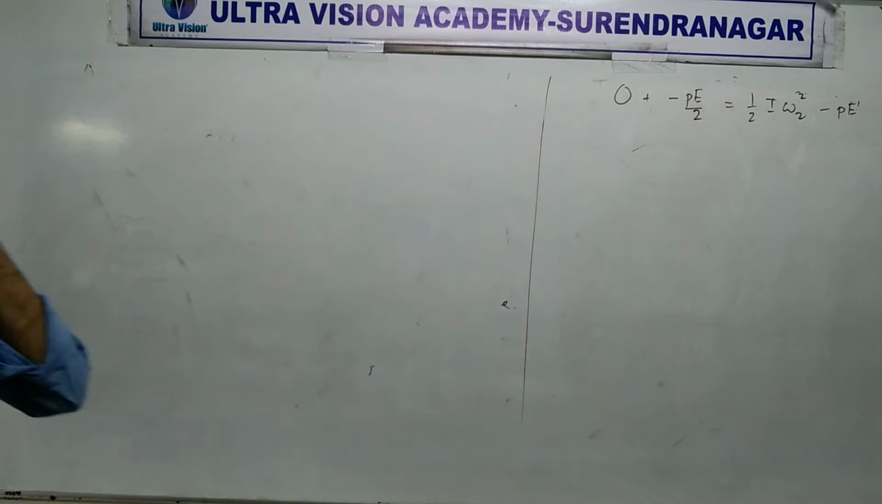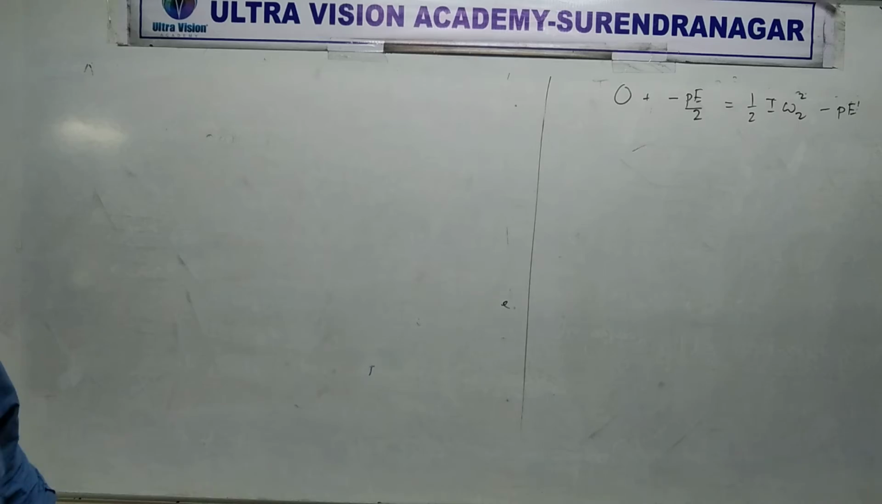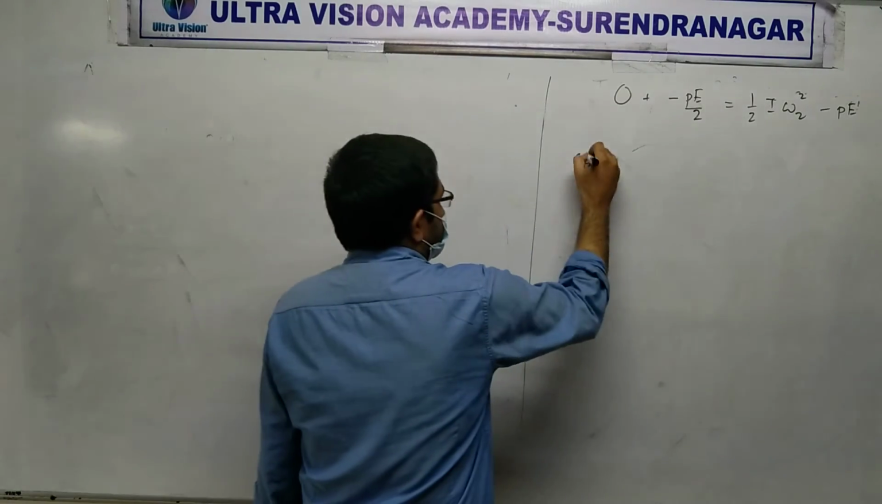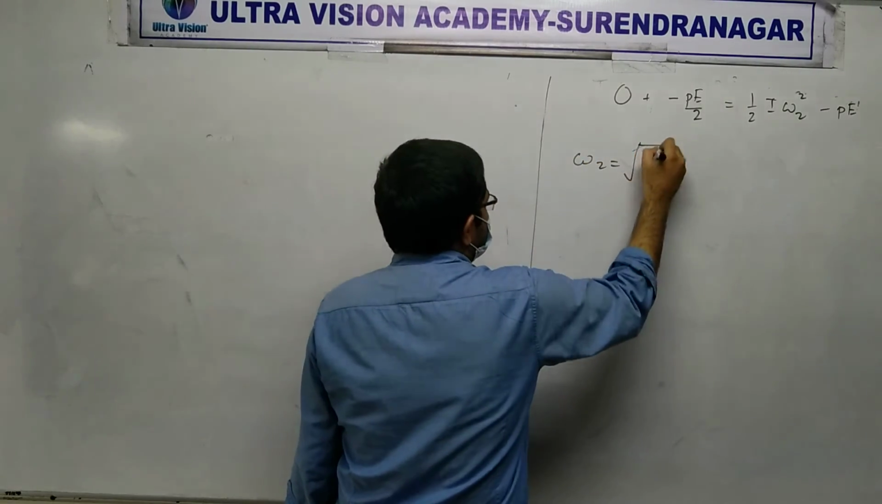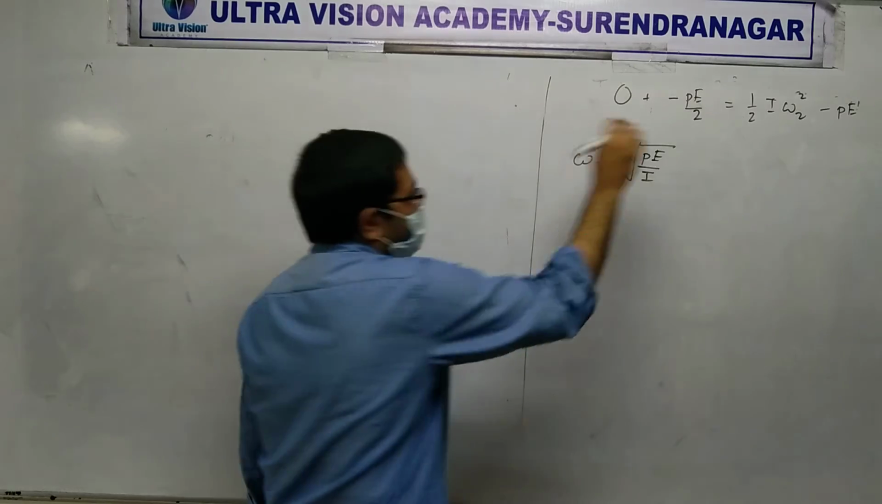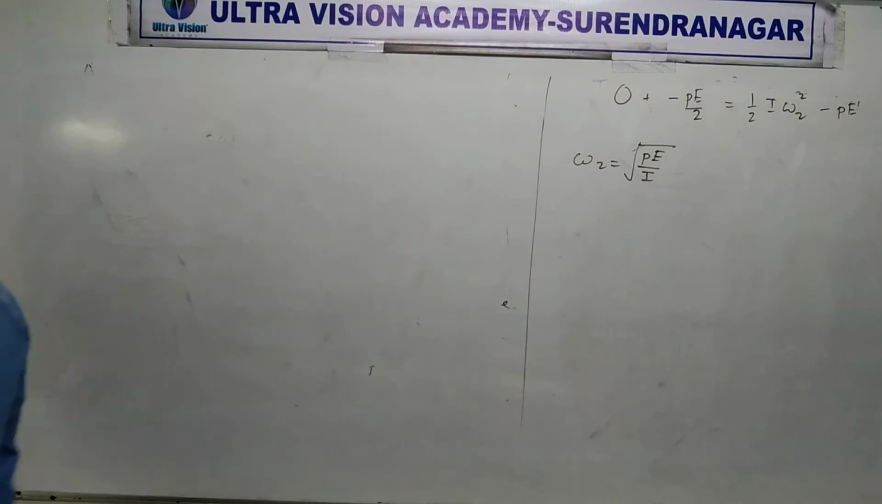So what is the answer to this question? Omega 2 is under root P E by I. Clear everyone? Next topic.